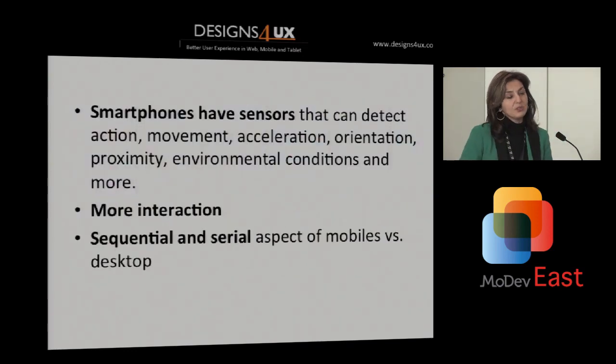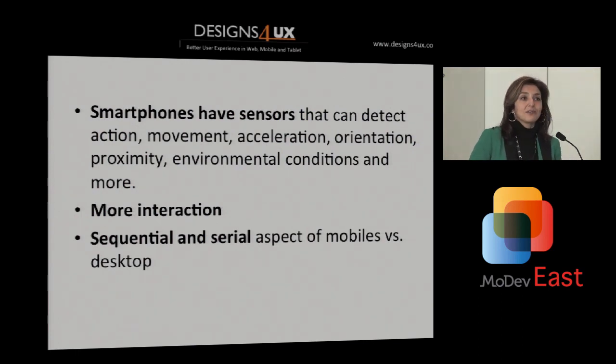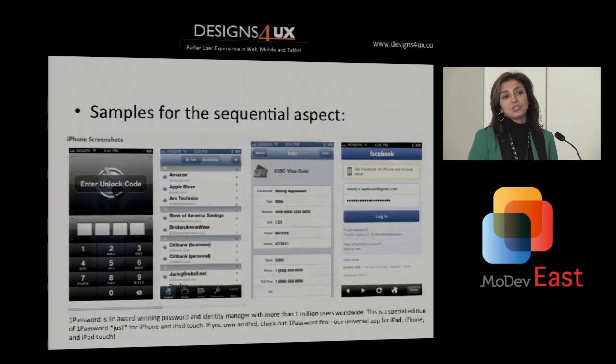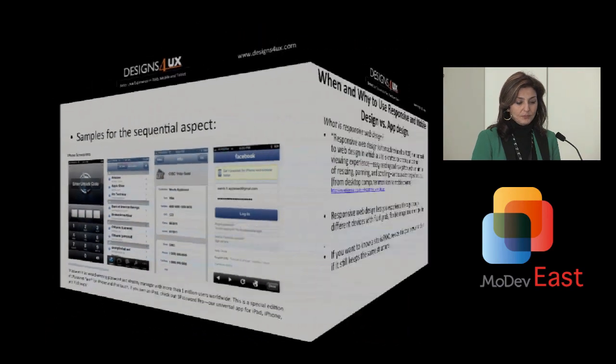Also, as you know, they do have sensors that can detect action, movement, acceleration, orientation, proximity, and so many things that we have to take into consideration when we design for it. We do have more interaction on our mobile devices, and they have a sequential and serial aspect. That means it doesn't matter which app you take, you have to go step by step. This is what we don't have in the traditional design on desktop.